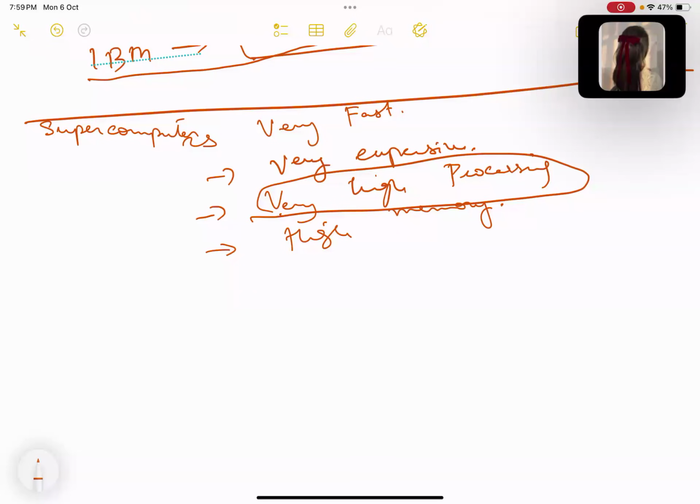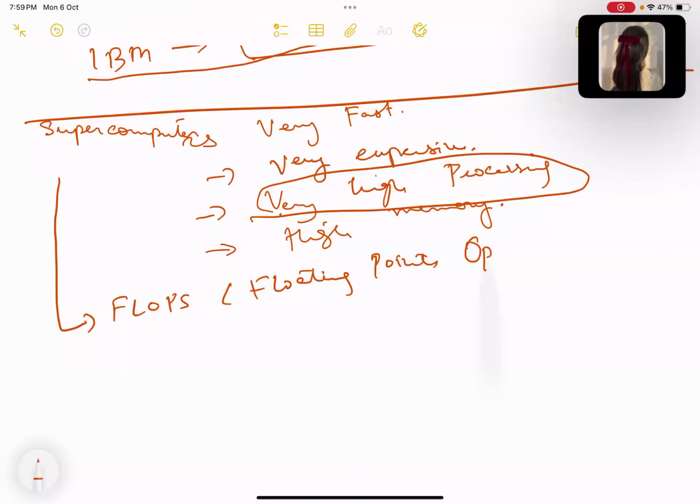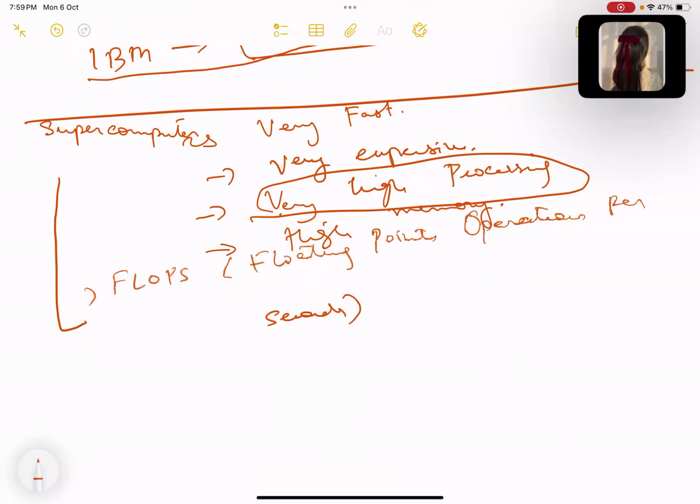Now, normal computers are generally measured in terms of what, instructions per second, right? But when it comes to supercomputers, it is measured in terms of FLOPS, okay? So it is floating point operations per second, okay? So this is how the speed of a supercomputer is measured, okay?